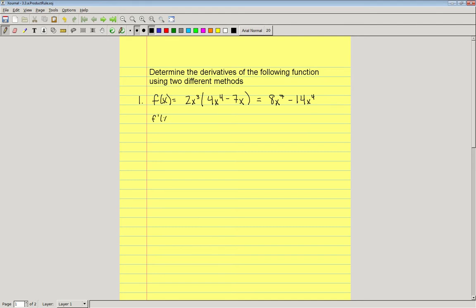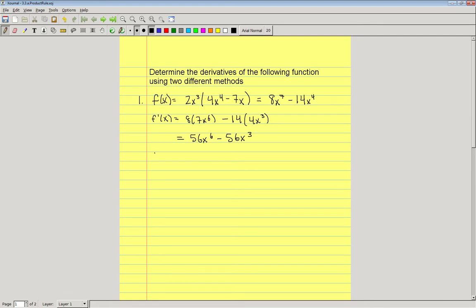Using the power rule on this expression, we get 8 times 7x to the sixth power minus 14 times 4x cubed, differentiating each power expression. Distributing our constants, we get 8 times 7, which is 56, x to the sixth power, minus 56x cubed.